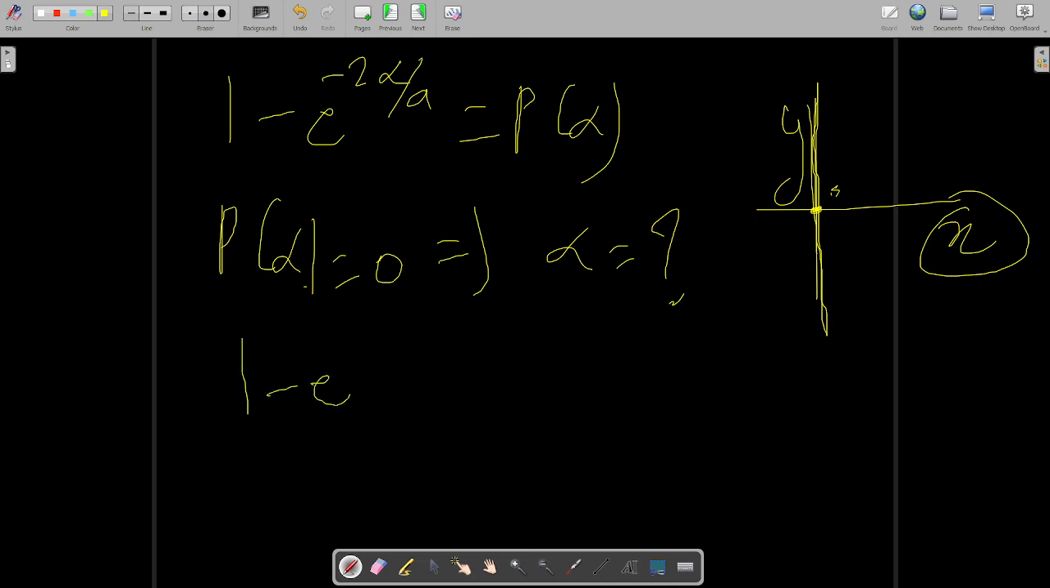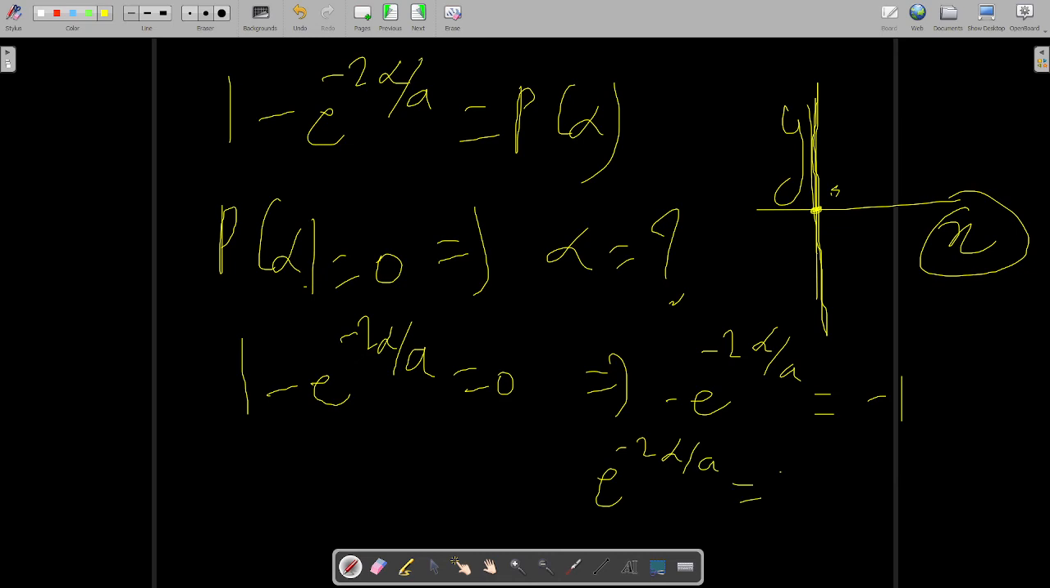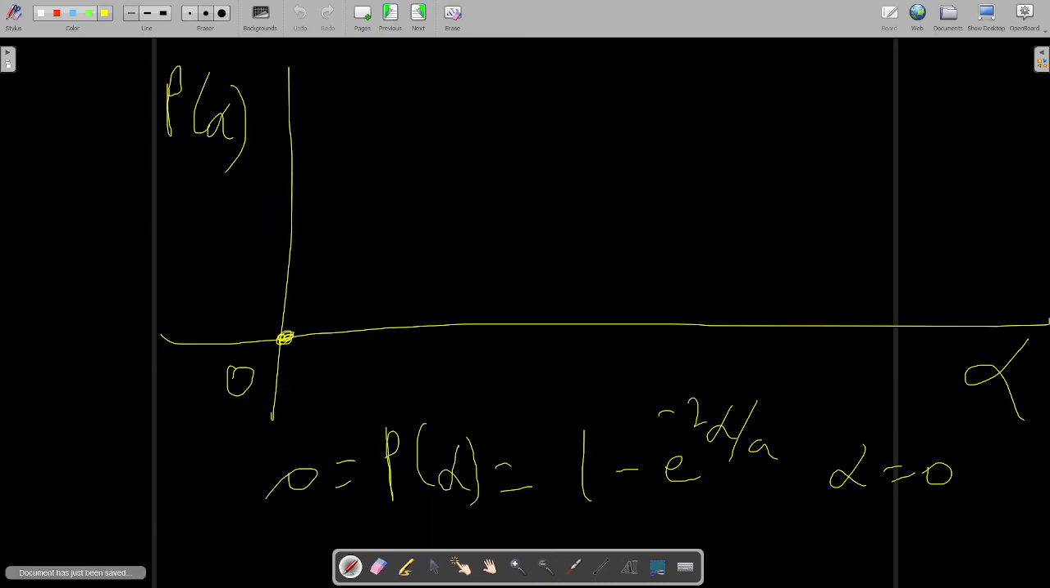So put P(alpha) equal to 0. Then e to the power minus 2 alpha by a equals minus 1, so minus into minus, both sides cancel out. Anything to the power 0 equals 1, so e to the power 0 is 1, and 2 alpha by a should be equal to 0. So alpha comes out to be 0, and one point has been fixed over here.